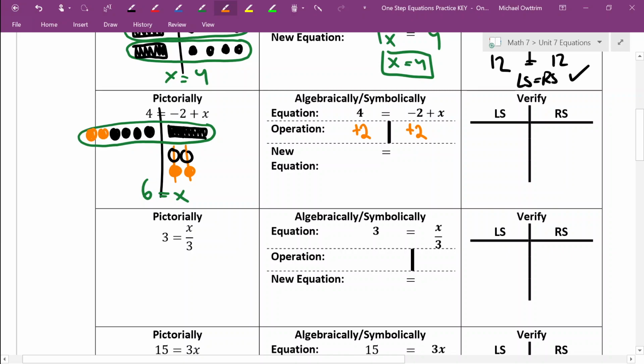Now on the right side, minus 2 and plus 2 cancel out. We do still have our x on the right side of the equation. On the left side, 4 plus 2 is an easy calculation, and that's 6.